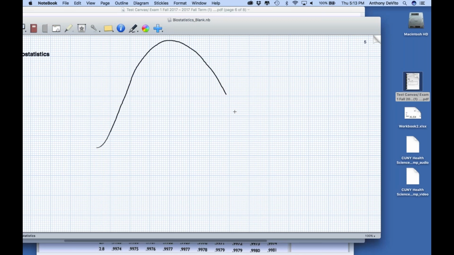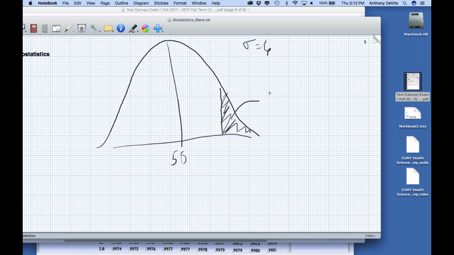Okay, here's the distribution, right? The mean is 55. The standard deviation is 6. So we want to know, this area represents the tallest 10%. The area here is 10%, or 0.1000. That's the area there, right? That's the 10% of the students that are the tallest in this population. We want to know, what height is that, right?